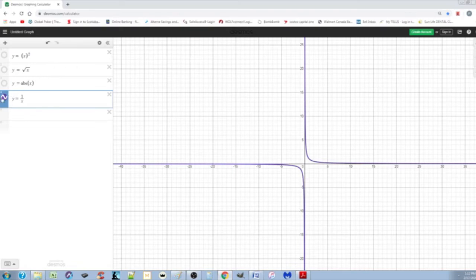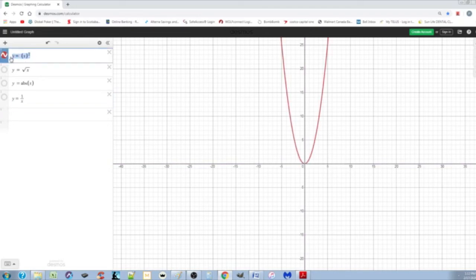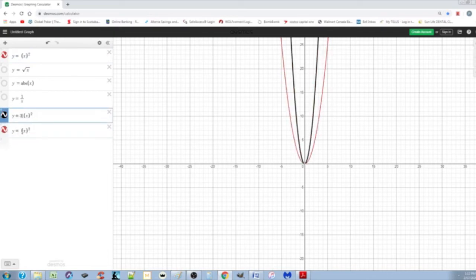We're going to take parabola because it's easy to work with. And I'm going to put 3 parabolas up there. I'm going to copy the parabola formula. And I'm going to put it down there. And another one down there. And I'm going to put a 3 in front of this one. And a half in front of this one.